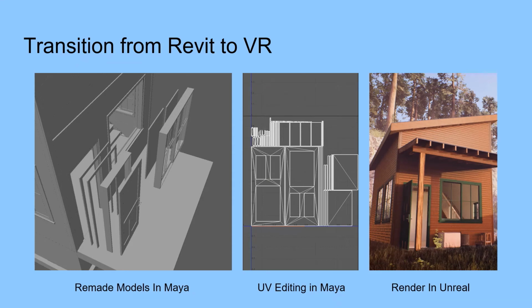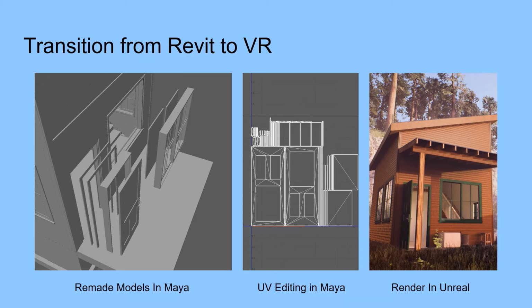So these are the steps and process I did in Maya and Unreal. Since I have more experience in Maya than Revit and 3ds Max, and due to the complexity of the original model that was exported from the software, I decided to remodel the doors and windows for better texture mapping and light baking in Unreal Engine.